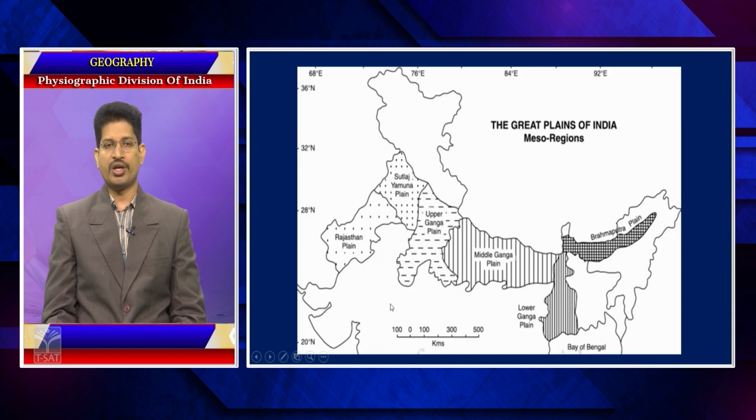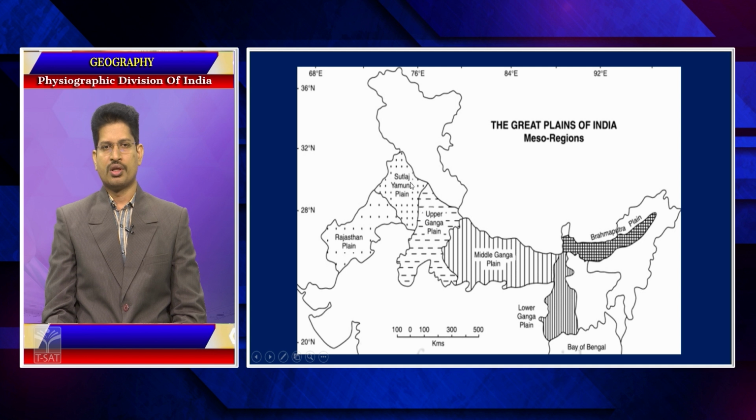So, the Great Plain region is divided into different regions. For example, the Rajasthan Plain, the Satluj-Yamuna Plain, the Ganga Plain, which is drained by the Yamuna and the Ganga river systems, the plains in Assam by the Brahmaputra, and the Bengal Plain here. So, these are the different divisions of the Great Plain region of India, which is the result of the depositional activity of the great river systems like the Indus, the Ganges and the Brahmaputra.